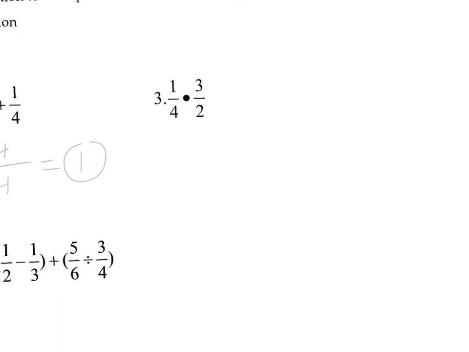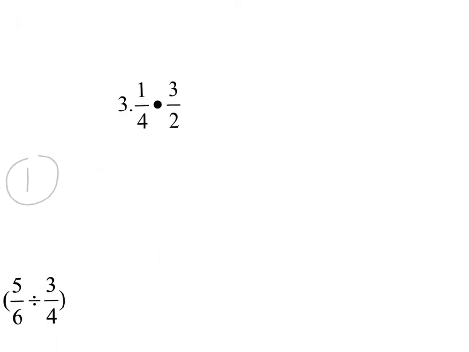Example number 3. 1/4 times 3/2. So when we multiply fractions, we multiply across, and then if you have to, please simplify. So 1 times 3 is equal to 3. 4 times 2 is equal to 8. Okay, and always think, can I simplify this fraction? And the answer is no. The answer is 3/8, and that's your final solution.